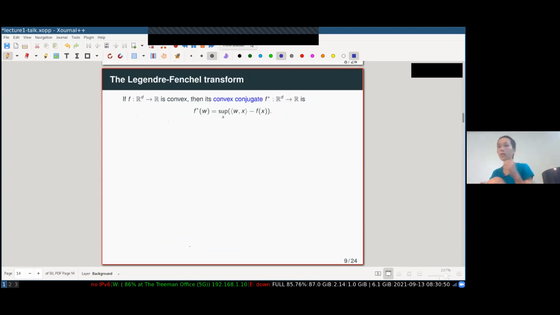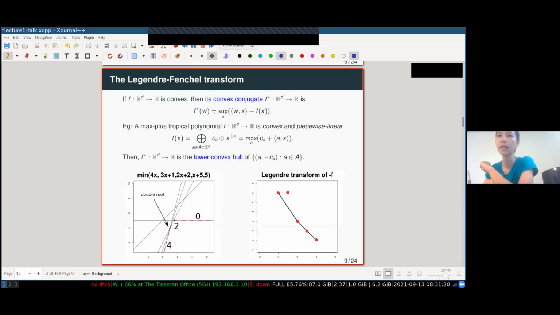Okay, so some background, right? What is the convex transform? This is also known as the Legendre-Fenchel transform. So if I have a convex function from R^d to R, then its convex conjugate is another convex function from R^d to R, denoted f star, and it's defined as f star at w is the sup over x of the inner product of w and x minus f(x). Okay, that's the convex conjugate.